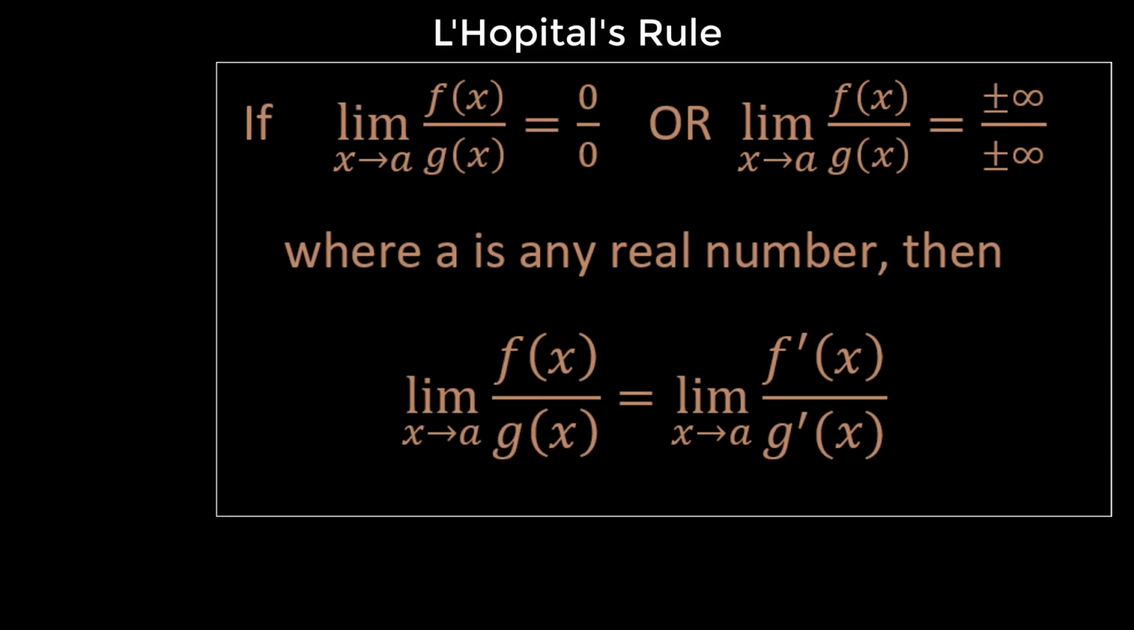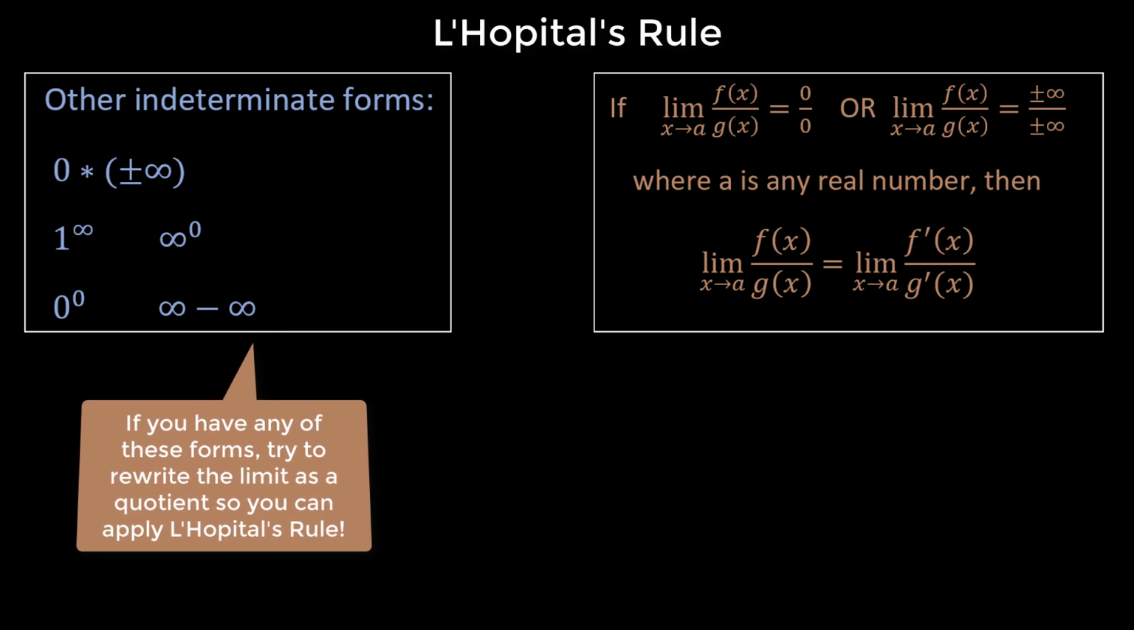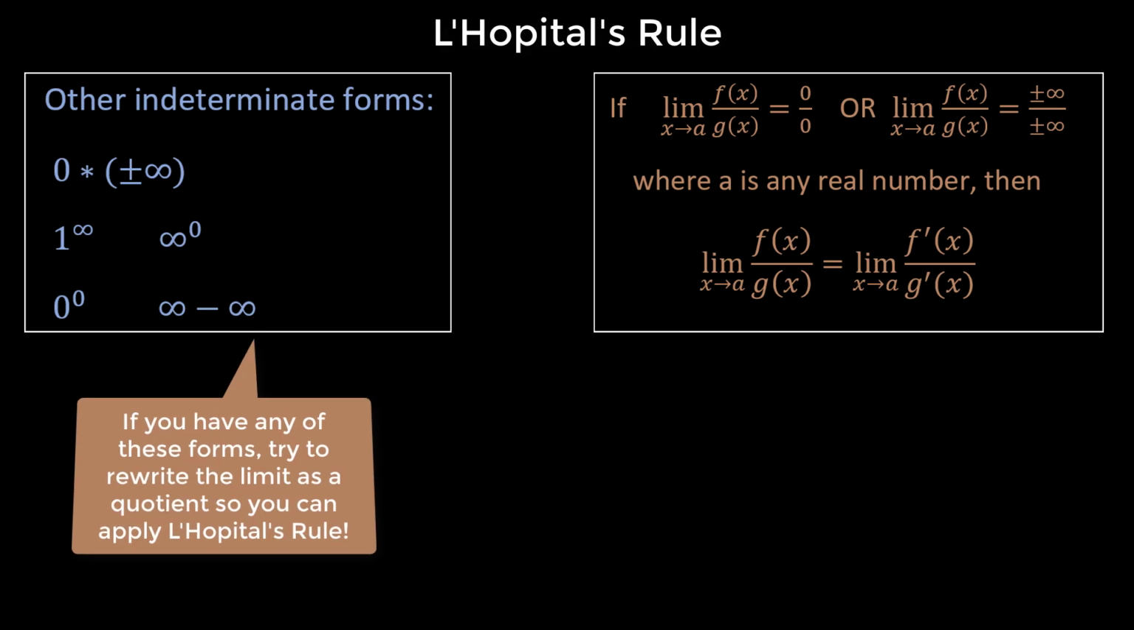And again, there are other forms of indeterminate limits, like receiving 0 times infinity, 1 to the infinity power, 0 to the 0 power, infinity to the 0 power, or infinity minus infinity. There are ways that we can manipulate these functions algebraically so that we can then view them in quotient form, or numerator over denominator. If we can get it into this form, then we can go ahead and apply L'Hopital's rule, because most likely we'll receive 0 over 0 or infinity over infinity.